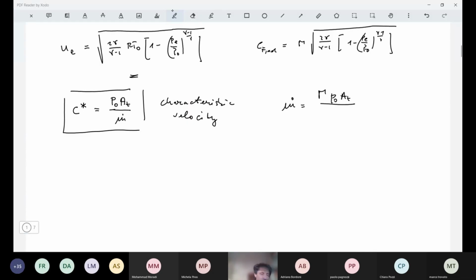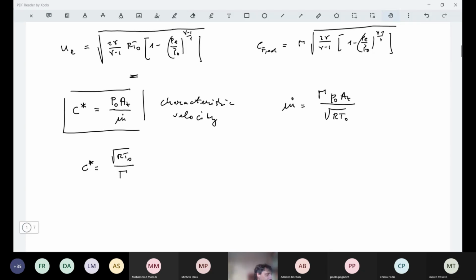And we found this expression. And from here, we see that for our ideal nozzle, there is a relation between our C star, and I just replaced ṁ here, and we canceled P0 at T, and we have square root of RT0 over capital gamma.